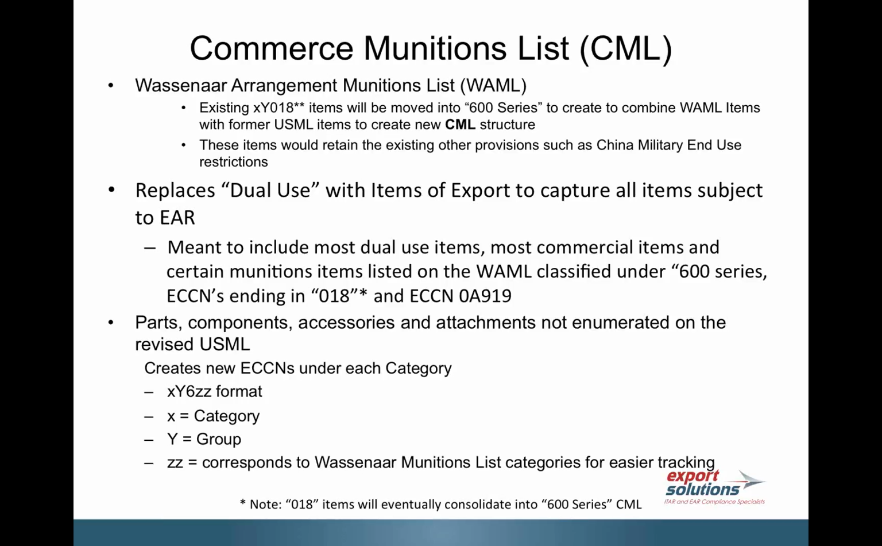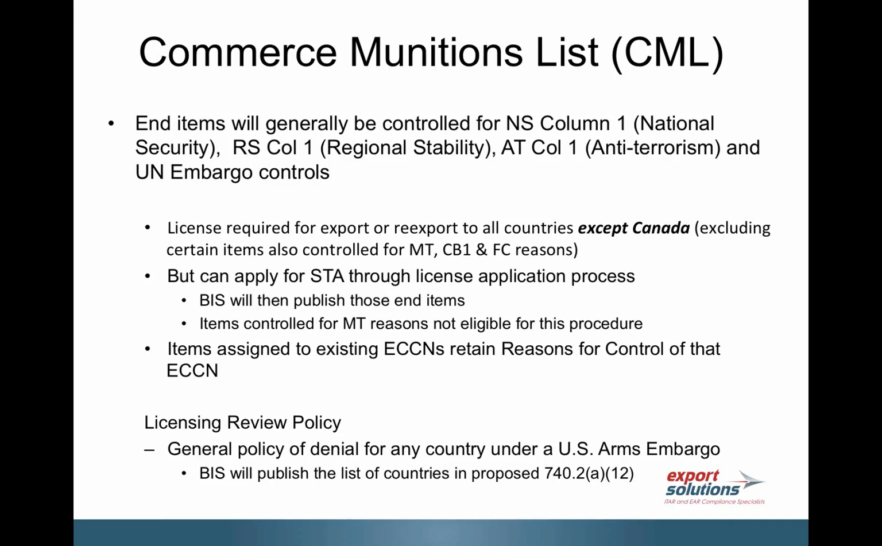And there are new ECCNs created under each category. There's the format for it. X is for category, Y is for group in that example, and ZZ corresponds to the Wassenaar munitions list categories for easier tracking. That's kind of a cooperation with the rest of the world, or at least the rest of our allies anyway in the world. So it's keeping in line with that.